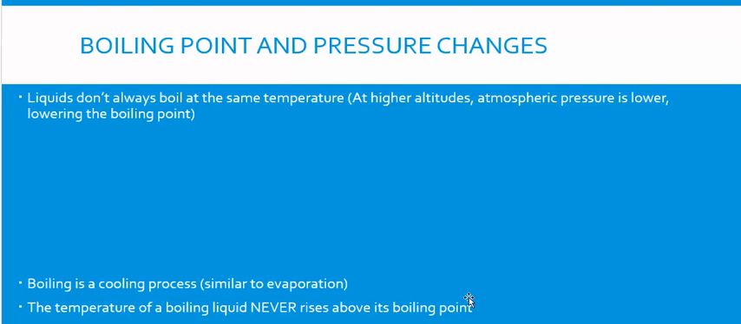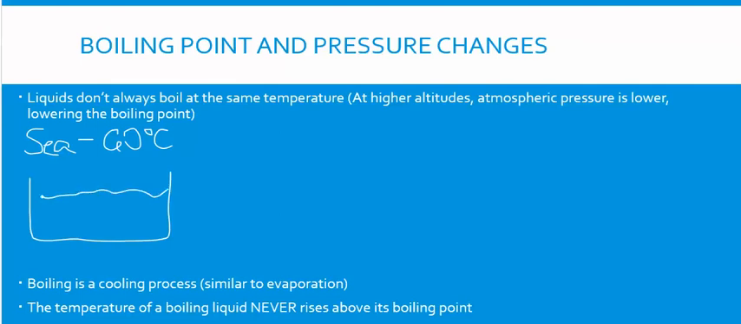Liquids don't always boil at the same temperature. Let me give you some examples with the boiling process. Let's say we're at sea level and we are at 60 degrees Celsius. We have a container of water. If we are at sea level, the atmospheric pressure pushing down is 1 atmosphere. And at sea level, the atmospheric pressure is going to be greater than the vapor pressure at 60 degrees Celsius. So no boiling will occur here because atmospheric pressure is greater than the vapor pressure, which is the pressure pushing up.